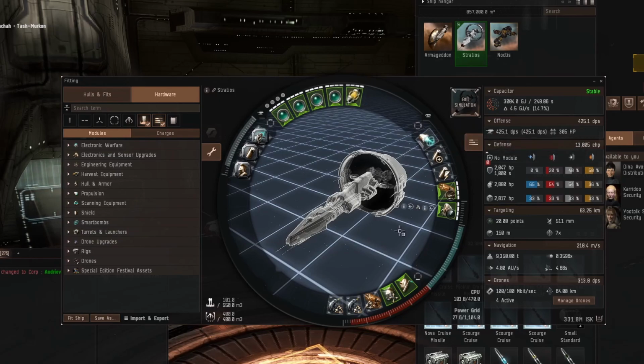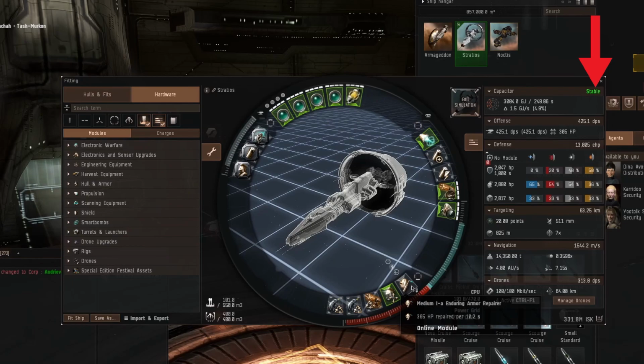So what you want to compare is the next stage, which is this, which means it's online but not active. You see, when it's online but not active, the capacitor becomes stable. So we know that if we turn off the micro-watt drive, then we can have everything else on the ship running permanently. And likewise, if we turn off the armor repairer, then we can have the micro-watt drive and everything else running all the time.